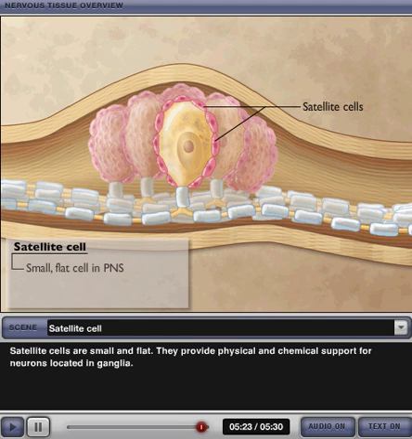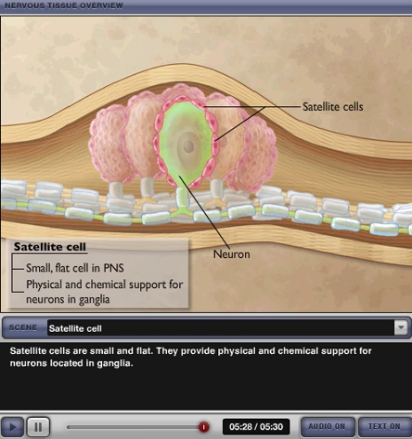Satellite cells are small and flat. They provide physical and chemical support for neurons located in ganglia.